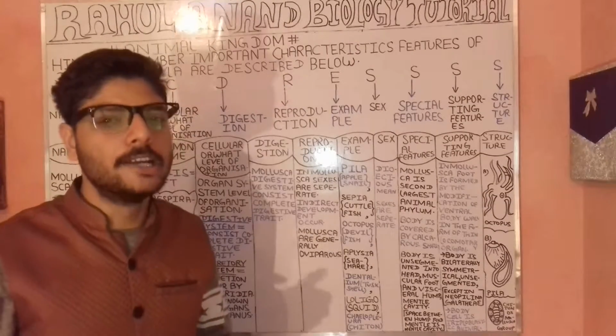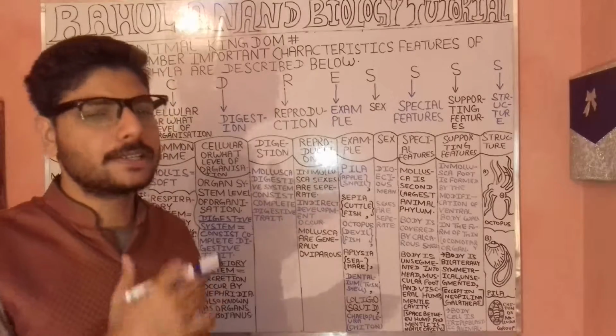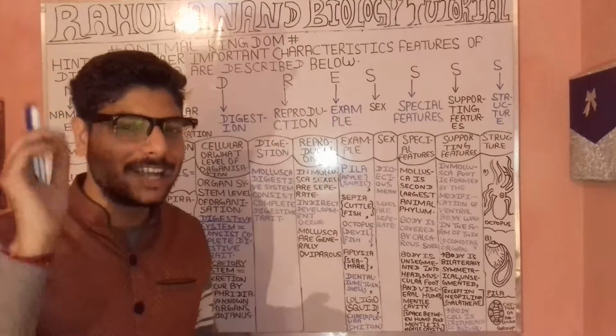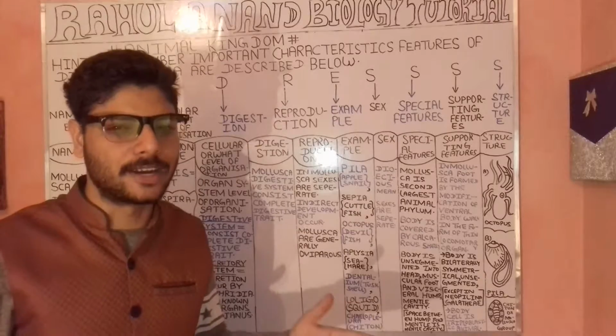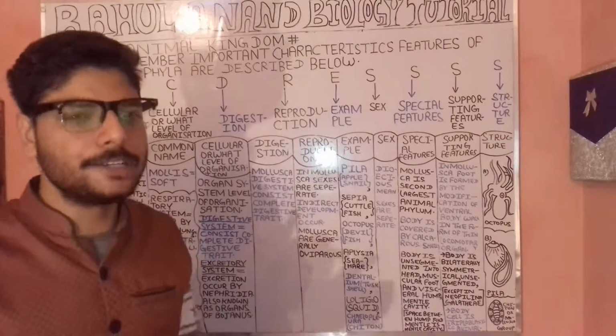After that you have S, meaning the sex. Then the supporting features, then the special features. And in the last we have the structural resemblance with reference to the different examples. Now let's understand these.